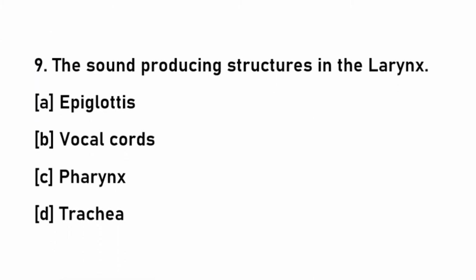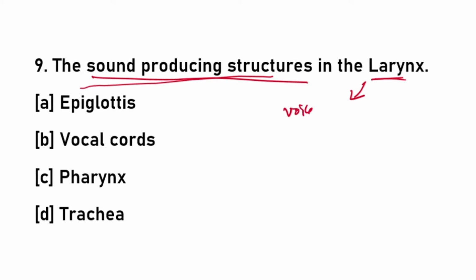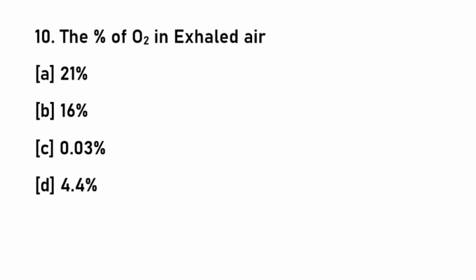Next question. The sound producing structures in the larynx. Larynx means voice box. The sound producing structures in the larynx are called vocal cords. Yes, vocal cords are the sound producing structures in the larynx. Answer is vocal cords.